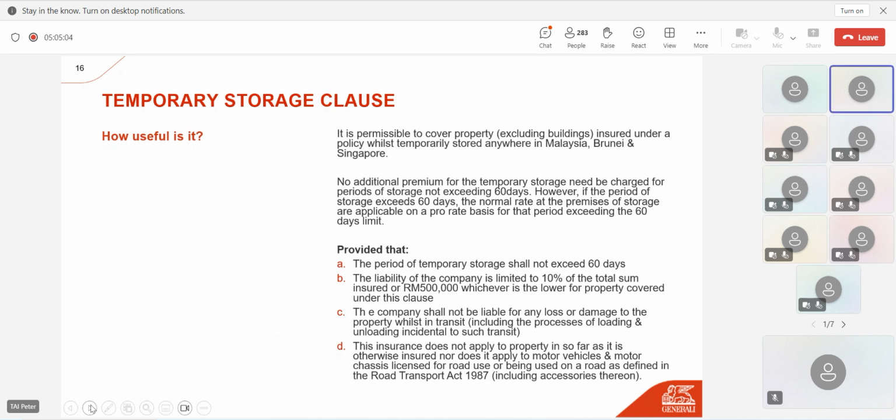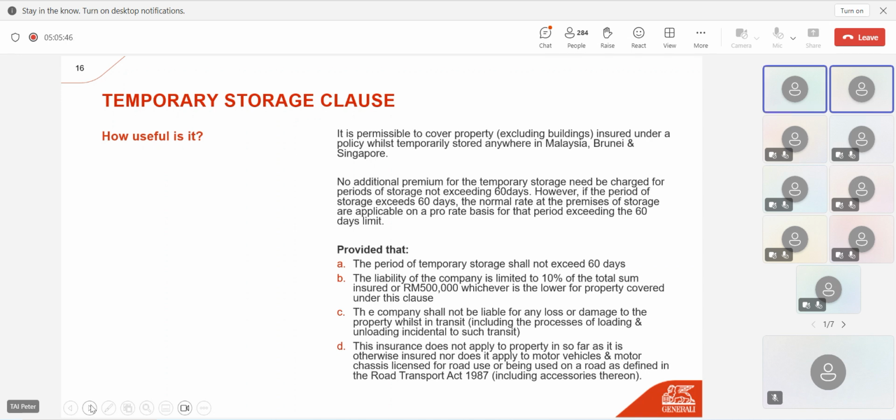So, of course, there's a condition. You cannot exceed 60 days, and the liability is limited to 10%. Of course, the insurance company also needs to safeguard its underwriting profit. So we pay up to 10% or 500,000, whichever is lower. This is a clause where we limit our loss to 10% of the total sum insured or 500,000. Looking at it from the other angle, the insurance company allows 500,000 of goods to be stored anywhere in Malaysia for 60 days.